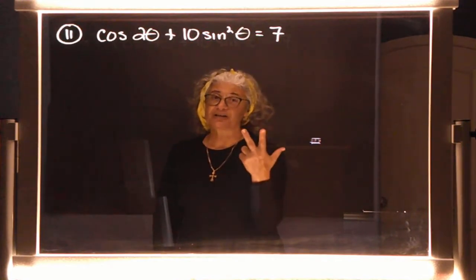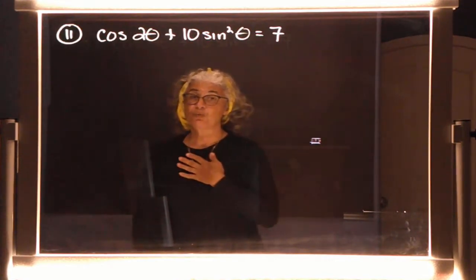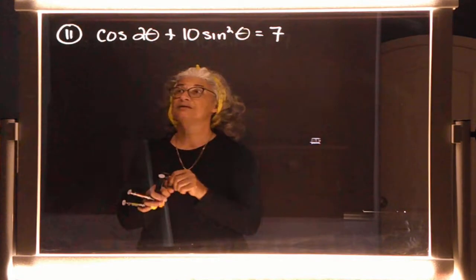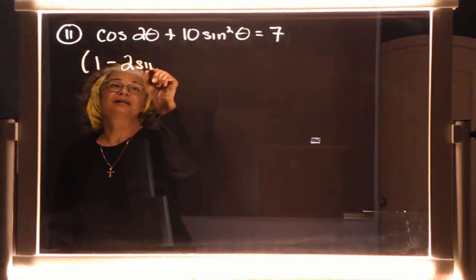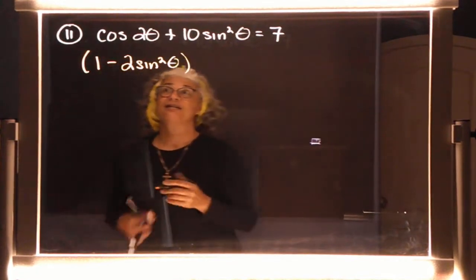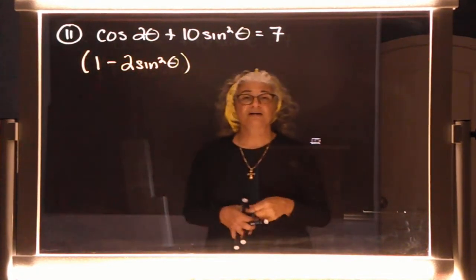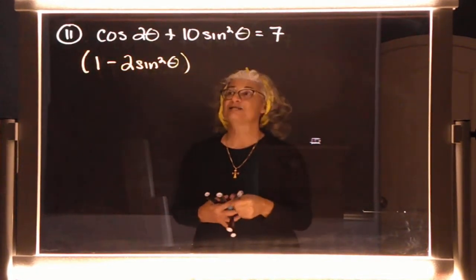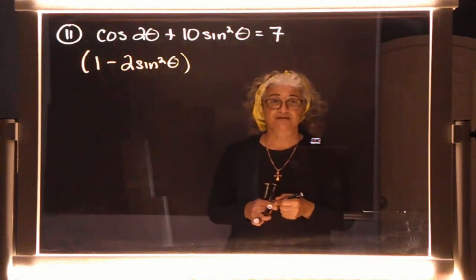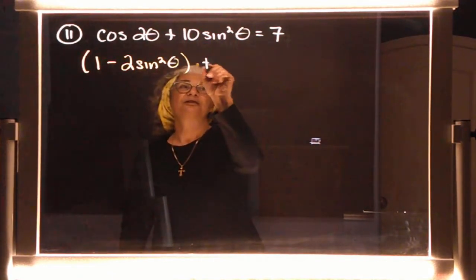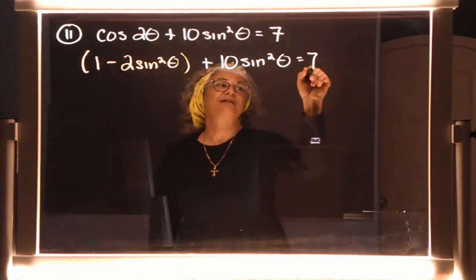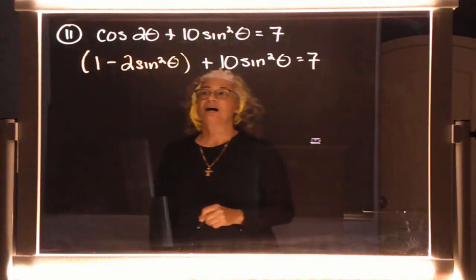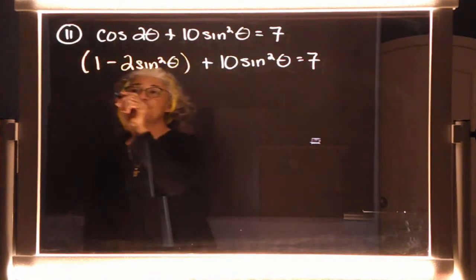Yep, you've got 3 options, don't you? The one that I'm choosing is 1 minus 2 sine squared theta. Because isn't that one of the double angle identities for the cosine of 2 theta? Good. Plus the 10 sine squared theta equaling 7. I am going to collect like terms.